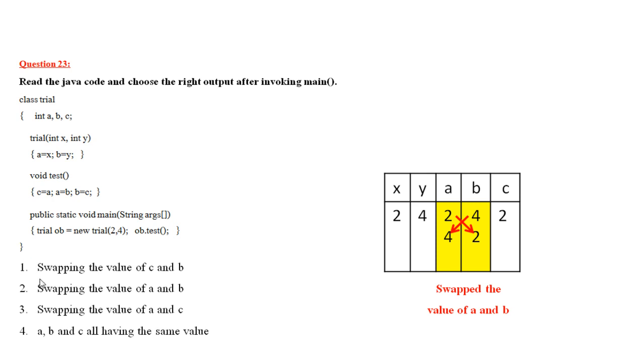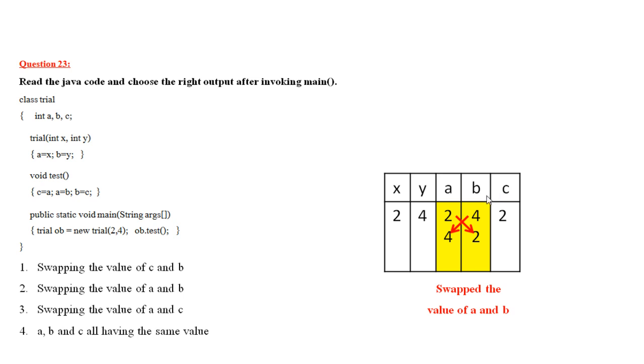Number 1, swapping the value of C and B. Number 2, swapping the value of A and B. Number 3, swapping the value of A and C. And number 4 is A, B and C all having the same values. When you get this kind of question, you try to do the dry run. Here on the right hand side, you see I have drawn a table where I have each and every variable that I am using in the program.